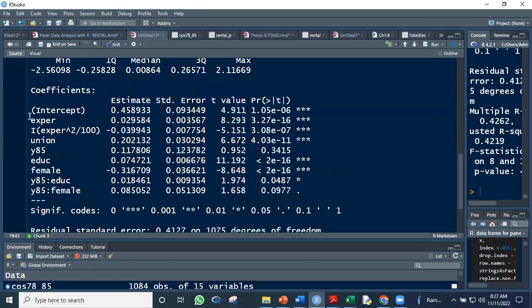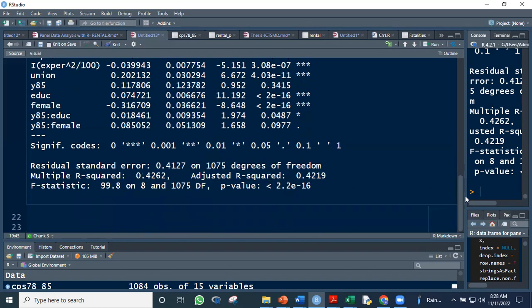Take a look at this. So you have here yung experience, and then yung squared over 100, yung percentage niya. Then the union, then y85, which is not significant here. Education is significant. Female is significant. So on the average, female employees receive 0.316 less than their male counterparts. And then this one also, we're going to discuss this next meeting. Ano ibig sabihin ng Y85 education? Y85 female.